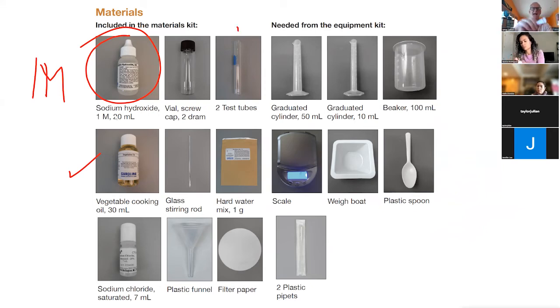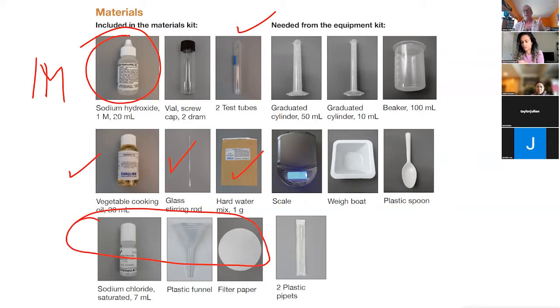So these are glass test tubes or plastic test tubes, I don't think it really matters which one. There should be a glass stirring rod in there. My glass stirring rod got broken, so I'm just going to use a pipette to stir things with. Like I said, there's a bag of hard water mix. Unfortunately, one of my dogs got into it and chewed a hole in it. So I don't know how much hard water mix I have left, but I'll try and make do. These other things you're going to need later.